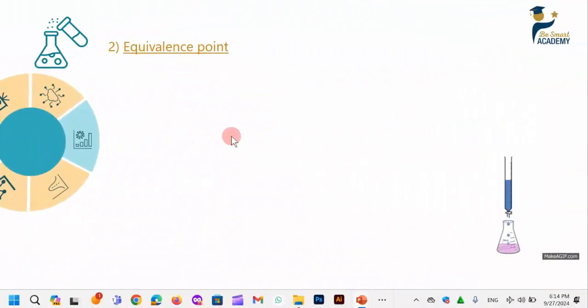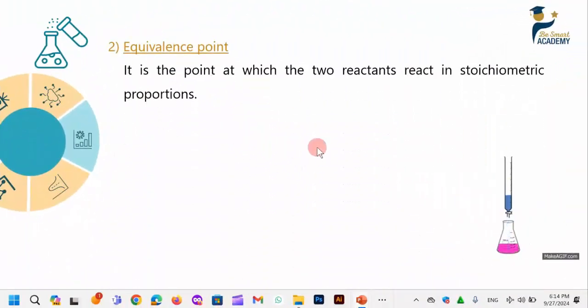What about now the characteristics of the titration reaction? But first, let's define the equivalence point. What is meant by equivalence point? It's the point at which the two reactants react in stoichiometric proportions.